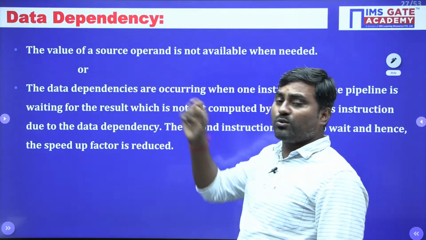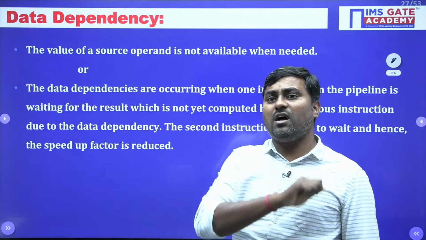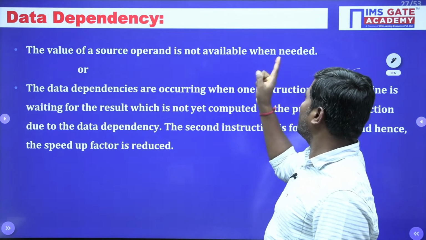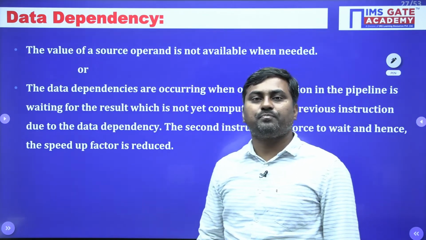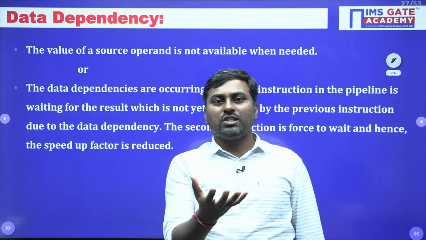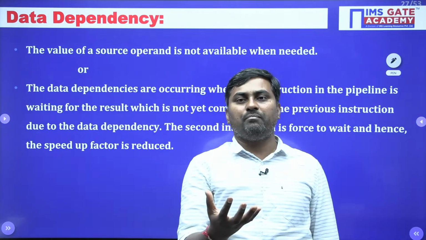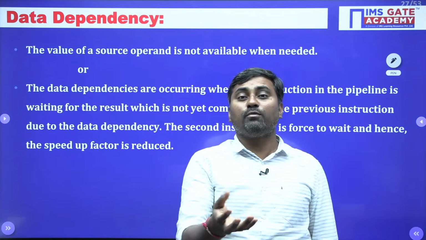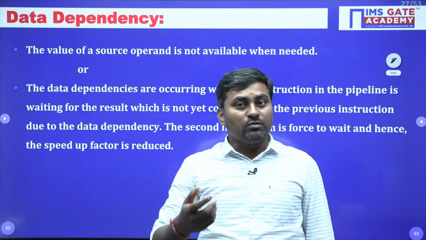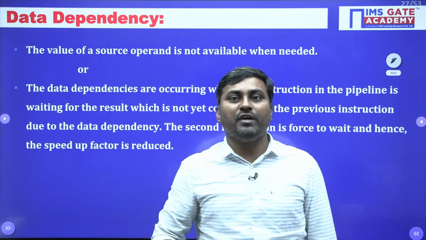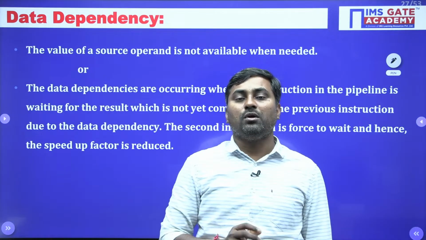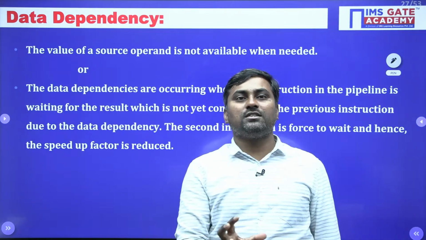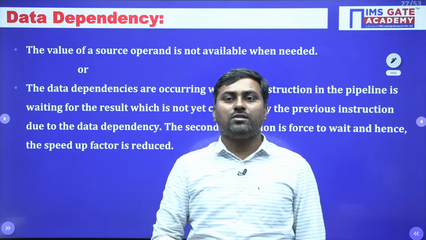The value of the source operand is not available when it is needed. Suppose one instruction wants to fetch some operand, but that is not available when it is required. So now this instruction needs to wait until the operand is available. The waiting or stalling has an impact on the instruction pipeline.